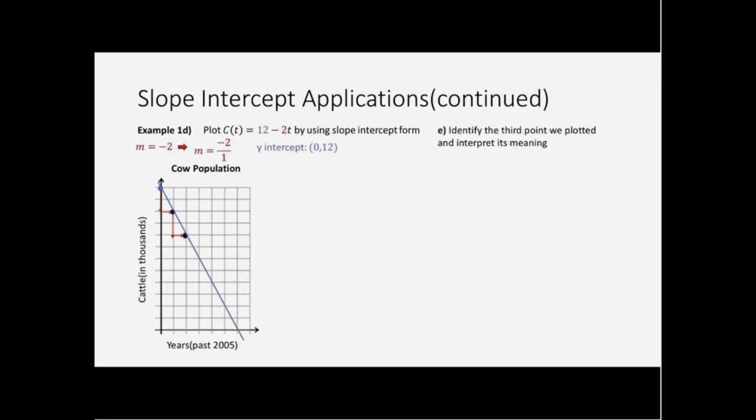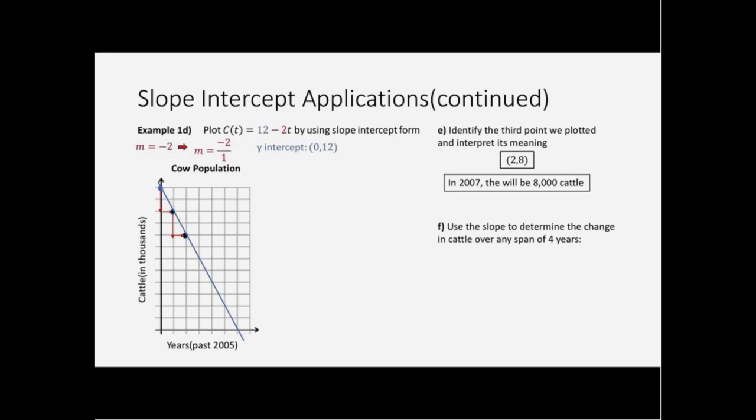Question E says, identify the third point we plotted and interpret its meaning. Well, looking back at the graph, my first point was my intercept, then I had my second point. The third point was the third one I plotted. Looking at it on the graph, horizontal is 2, up 8, and there it is. There's my third point, (2, 8). Now, to interpret its meaning, the 2, again, is how many years past 2005. So 2 years after 2005 is 2007, and then the 8 is the output, how many cattle I have left in thousands, so it's 8,000 cattle.